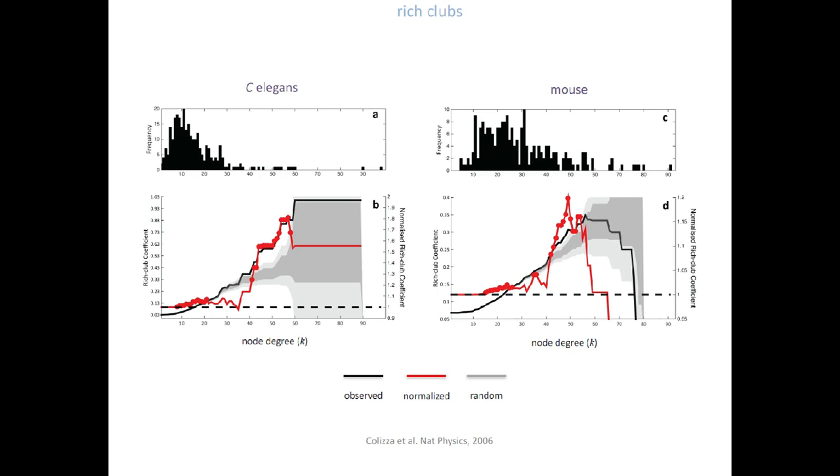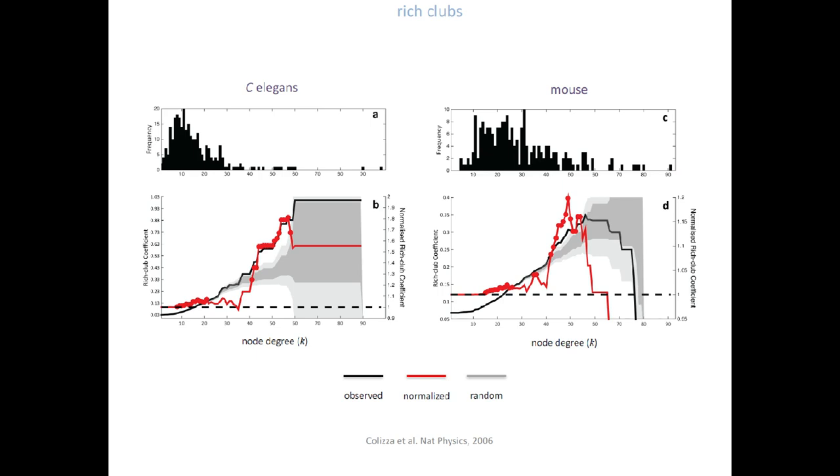And so what you can see is as we get to higher levels of degree, to about a degree of 40, where we're really in the tail of the distribution, right? These are the hubs of the network. We see a sharp increase in this normalized coefficient. So we're seeing a much higher density of connections between hub nodes than we expect by chance. And a red dot here means that it's significantly different from the nulls.